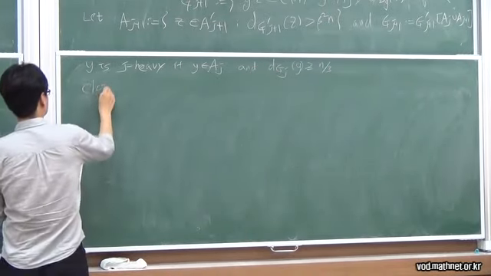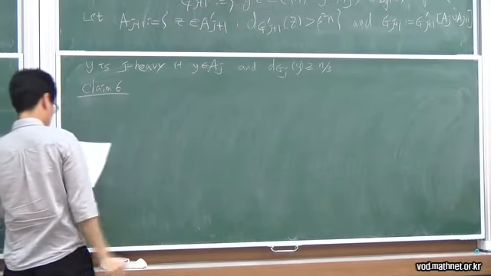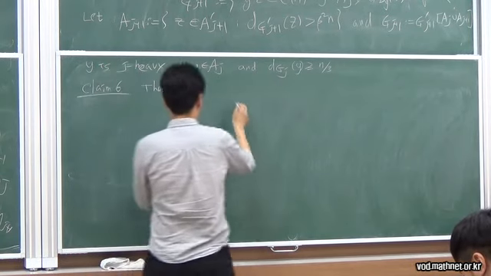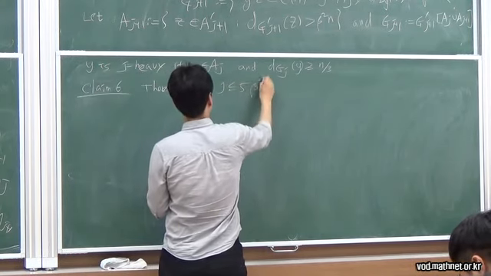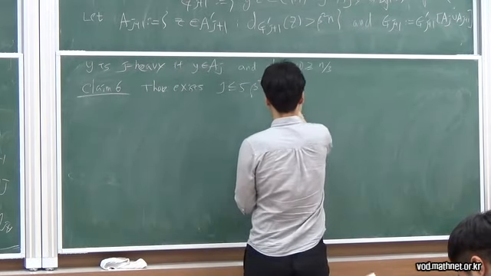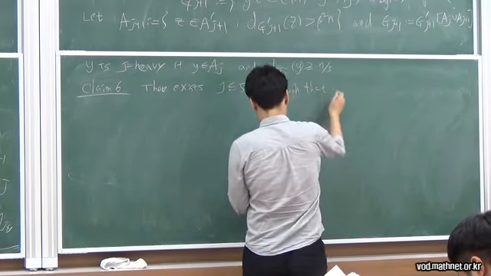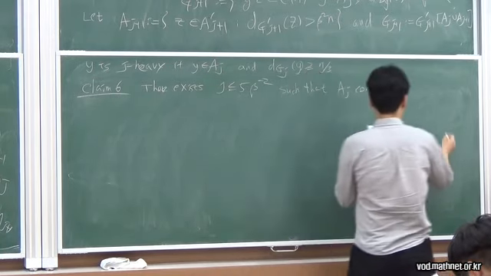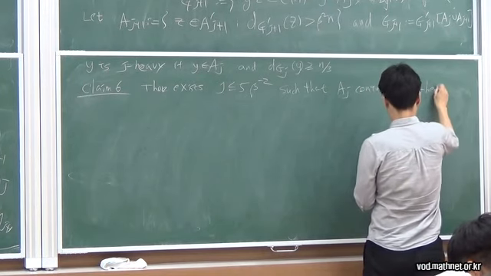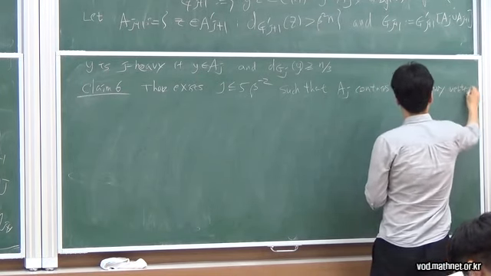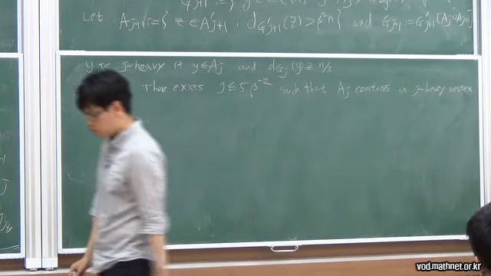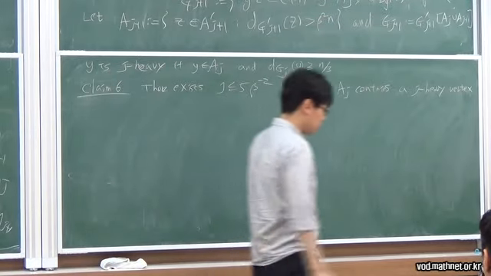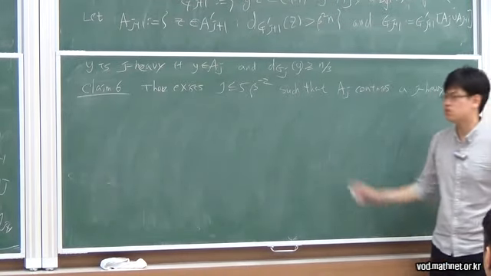So claim 6. There exists J, which is at most, say, 5 times beta to the negative 2, such that A_J contains a J heavy vertex. So in the claim, it says that we can find many J heavy vertices, which is true, but for our purpose, only one J heavy vertex is enough. So let's just prove this.